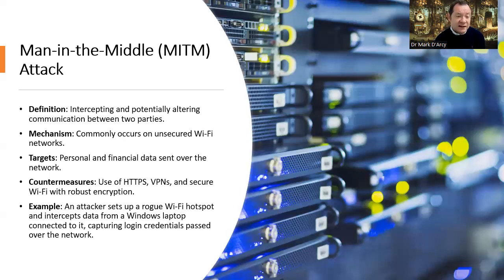An example: an attacker sets up a rogue Wi-Fi hotspot and intercepts data from a Windows laptop connected to it, capturing login credentials passed over the network. Very easy to do. You just get a laptop, you turn it into a Wi-Fi point. So you sit in some shopping center somewhere. You call the Wi-Fi something like the cloud or Starbucks or Eduroam or something that people would normally log into. You make it open, let anybody log into it, and use software to scan all the details that go through your laptop. Many hackers do this.